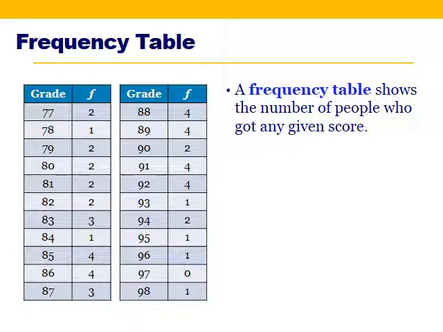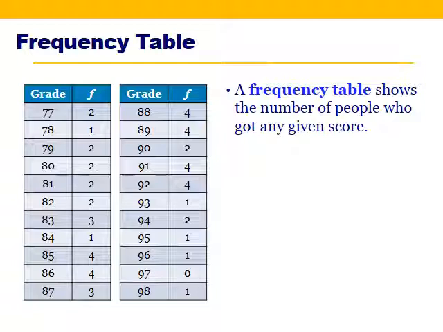Now imagine this as one big table. I had to cut it off into two because of the limitations of PowerPoint. We have one column for grade, meaning those are all the possible scores that people could get, everything from the lowest score, which was 77, up to the highest score, which was 98. Next to that, we have a little F for each of those scores. That F stands for frequency, and it tells us how many people in the class got that particular score.